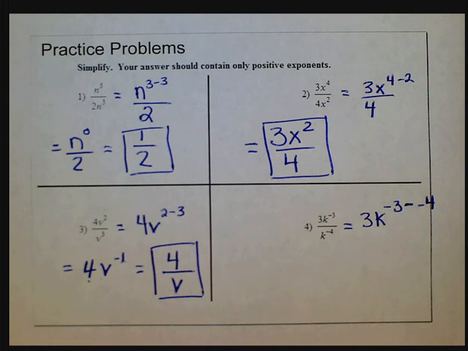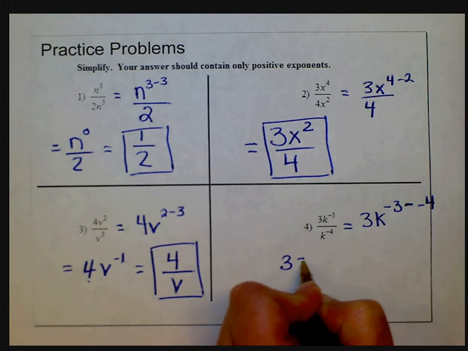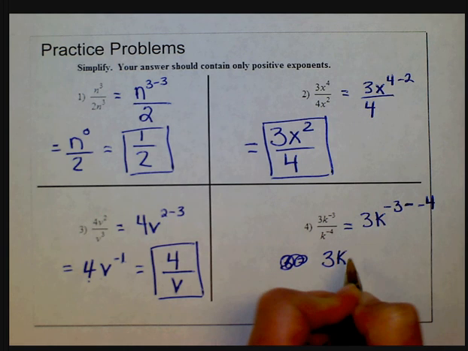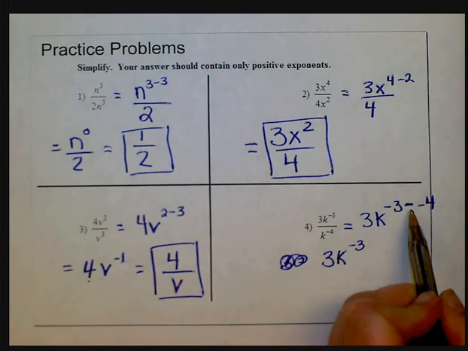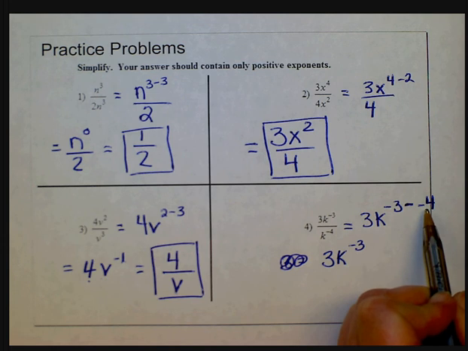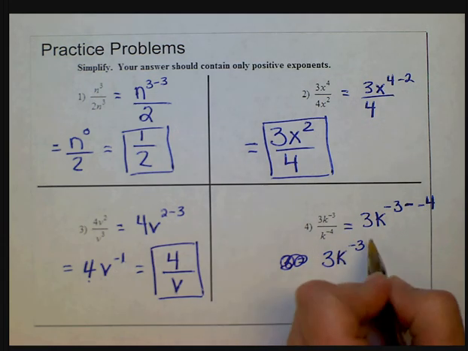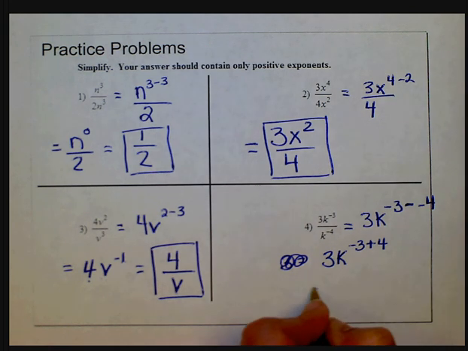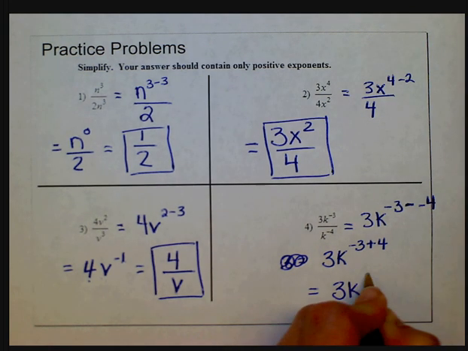So now I have 3k to the negative 3. And remember, when you subtract a negative, that actually means for you to add, or you do the change rule. So it's negative 3 plus 4, which equals 1. So this answer is just going to be 3k.